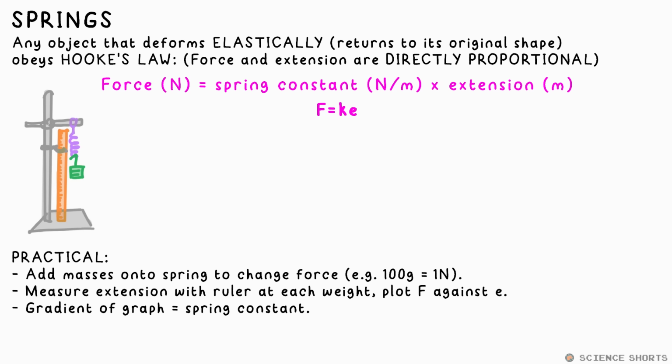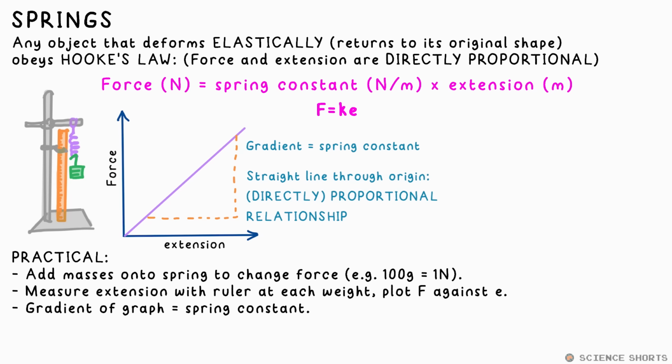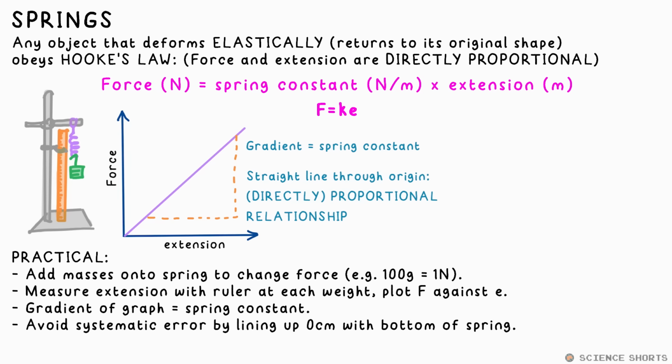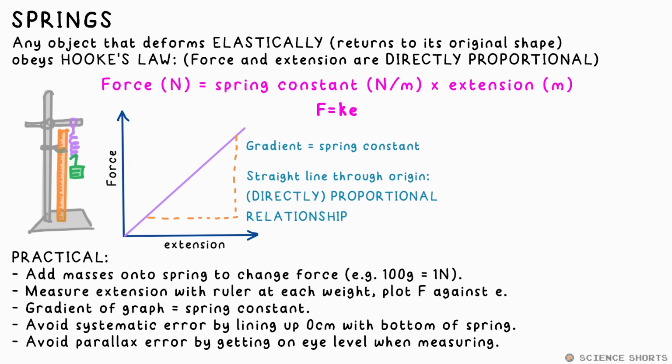To test this, we can hang slotted masses off a spring, increase the mass, remeasure every time, and you should end up with a straight line of best fit that goes through the origin, 0, 0. And this proves this directly proportional relationship. Just make sure your ruler's 0 mark is lined up with the bottom of the spring. That way you can be sure you're only measuring extension rather than the length of the whole spring. Also make sure you're at eye level with the bottom of the spring when measuring against the ruler to avoid parallax error.